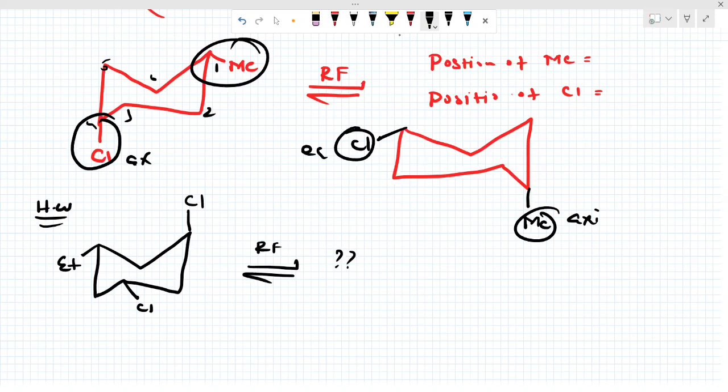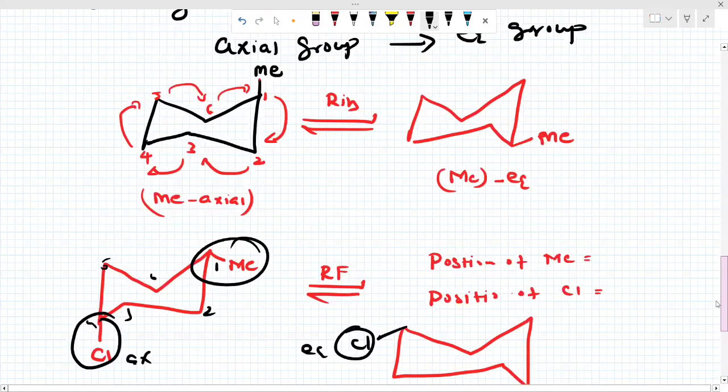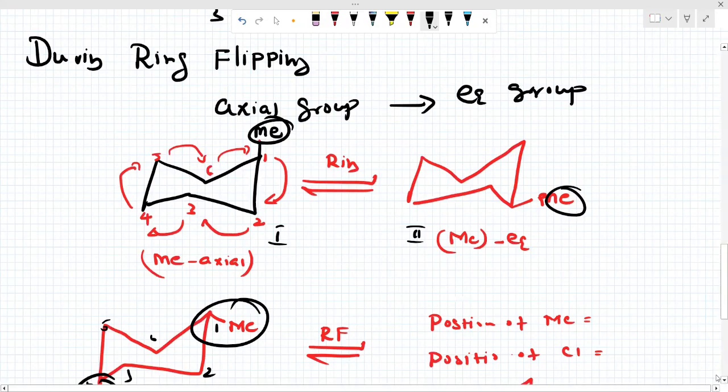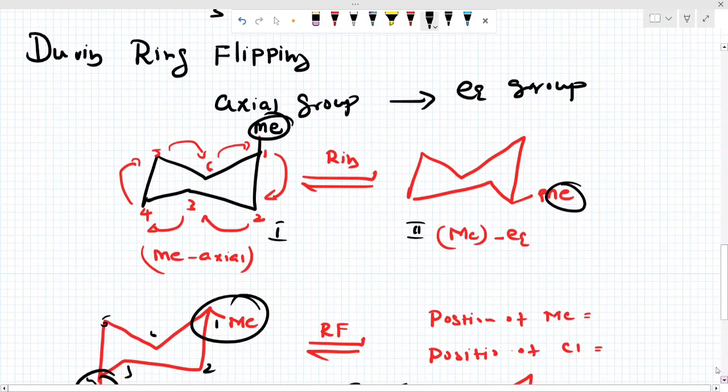Now listen. You know what the next question is? In the first structure, the methyl group is axial, and in the second structure, the methyl group is equatorial. Structure 1 and structure 2: among these structures, which is the most stable? Suppose the methyl group occupies the axial or equatorial position, which is the preferred position? I'm going to discuss that now. That is called mono-substituted cyclohexane. That is a very, very important exam item.